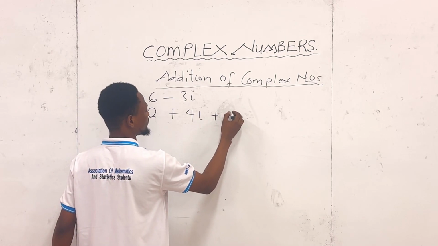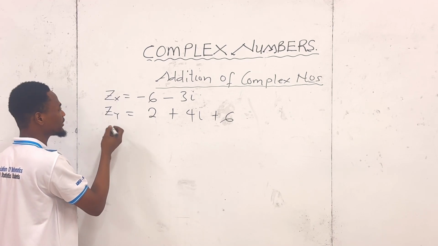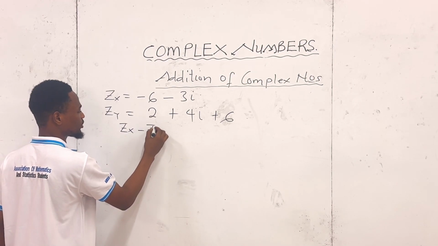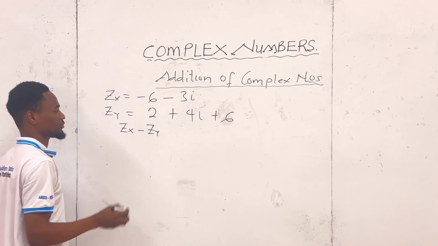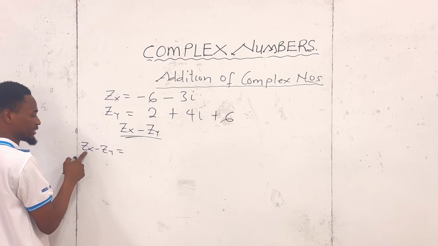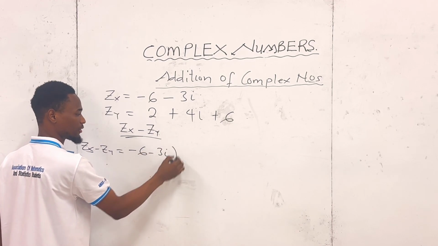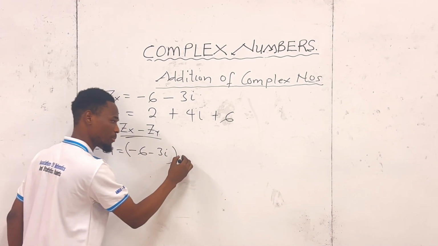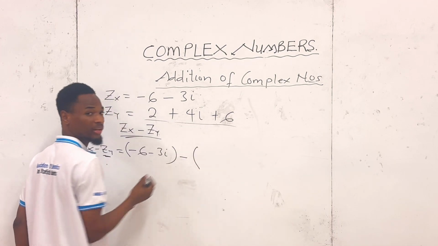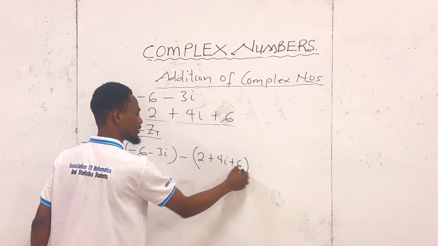Plus 6. So find or evaluate zx minus zy. So zx minus zy becomes, what is zx? Zx is negative 6 minus 3I. Subtraction, so minus, what is my zy? My zy is the whole of this expression. I have 2 plus 4i plus 6.